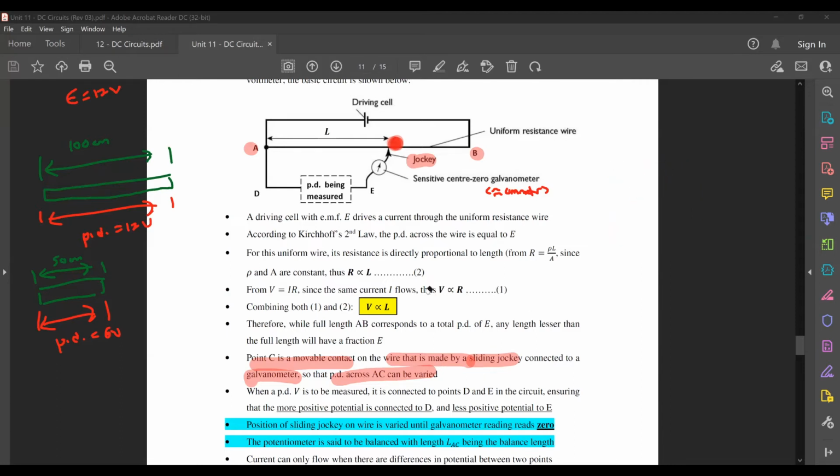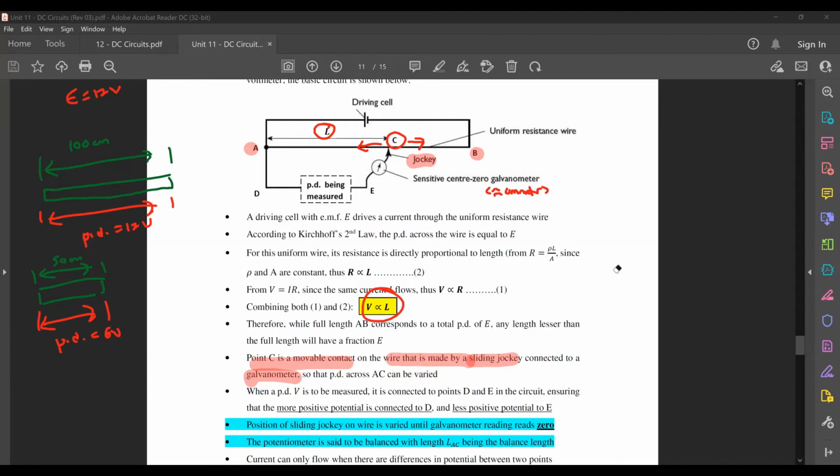All right, so your sliding jockey is what determines your position C. So when you shift your C around, it determines your length L. So just now you know that this length L determines the PD across. So if you change your length by sliding the jockey along the length of the wire, you're going to vary the PD across the wire. You're going to be varying the length across AC itself. So that one is what you need to know. The length varies, the PD across the wire will vary.